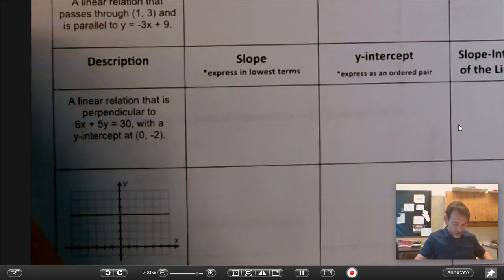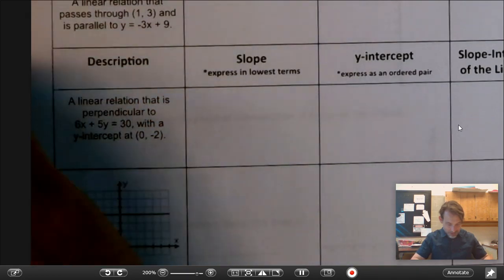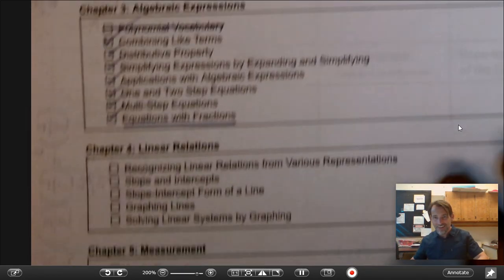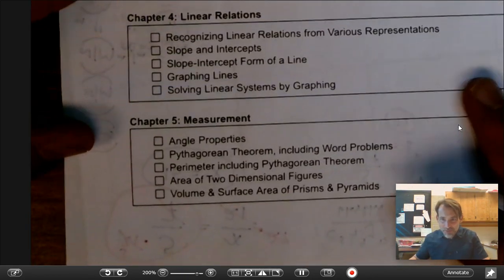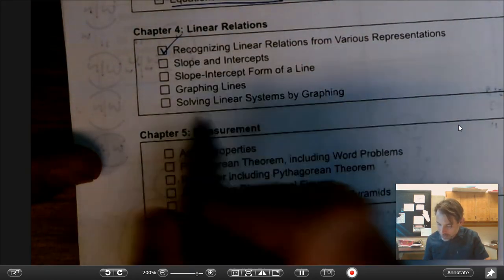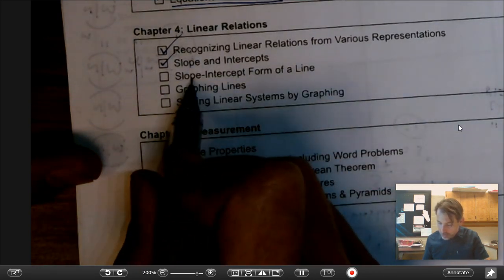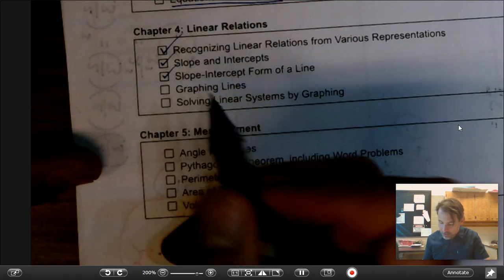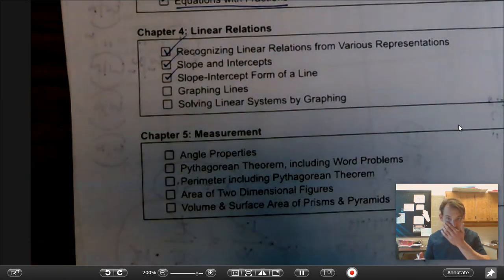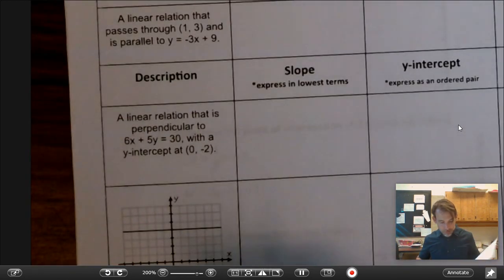Let's go to our checklist and see what we've done successfully so far. I'm getting so close to the bottom of my checklist. I'm so excited. I can recognize linear relations. I can work with slopes and intercepts. I can work the slope-intercept form of a line. Like I can create that from a different form. Okay, now let's look at graphing lines.